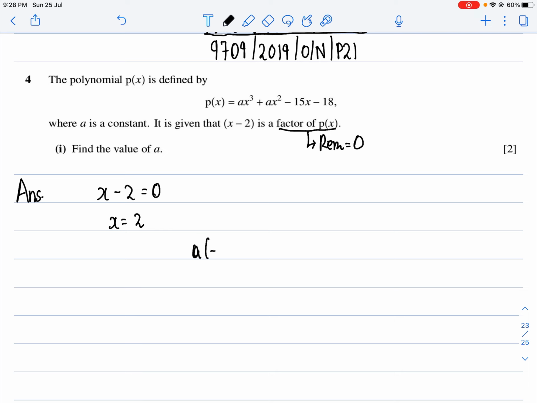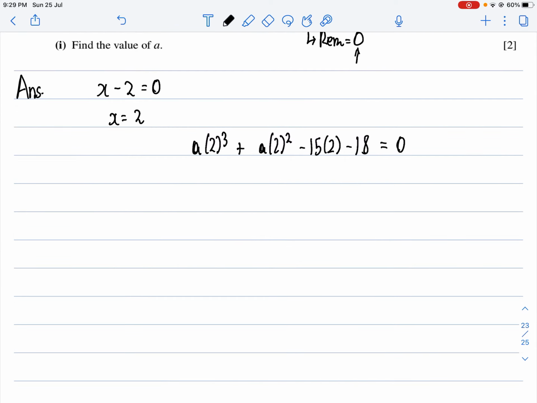So I get a into 2 cube plus a into 2 square minus 15 into 2 minus 18. Now I equate this to the remainder. In this case, x minus 2 is a factor, so my remainder is 0. So I write 0 here. Now 2 cube is basically 8, so I get 8a, plus 2 square is 4, so I get 4a, and minus 15 into 2 is minus 30, minus 18, which is equal to 0.